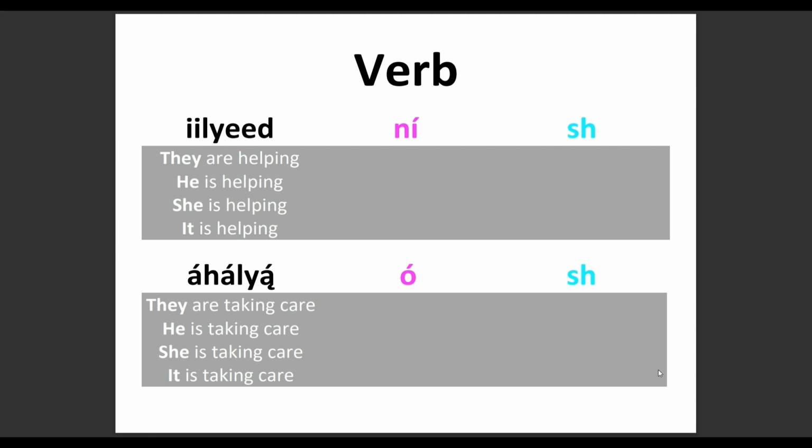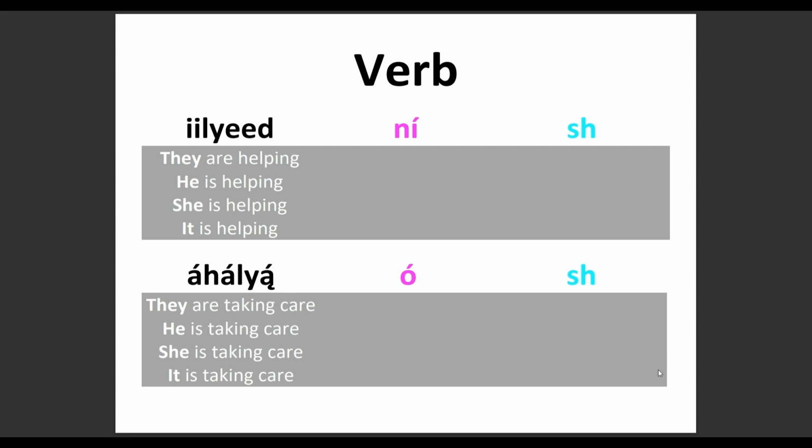Here again, focusing on the left column, ílį́ means helping. So basically, they are helping, he is helping, she is helping, it is helping. And ahááłyá means they are taking care, he is taking care, she is taking care, or even it is taking care. And for the first one, you include the ni or sh marker.